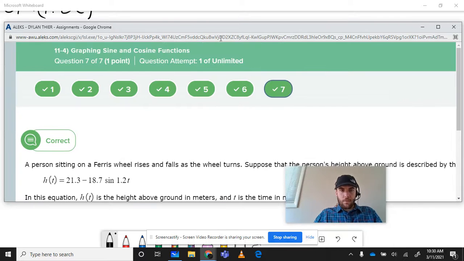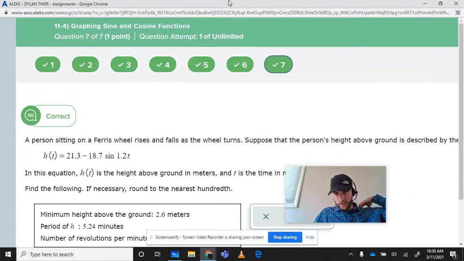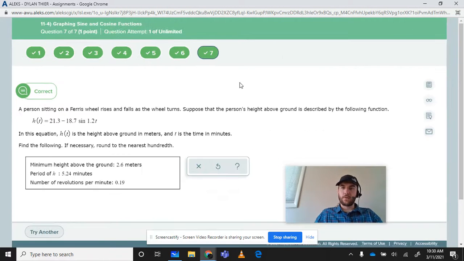Okay, so that was it for the first one. The second homework set is not too dissimilar. It just introduces doing some shifting around on the graph. We'll get to that in a few minutes.